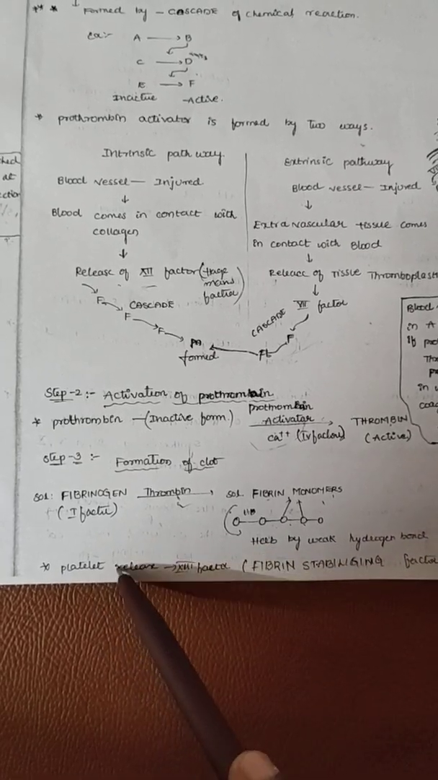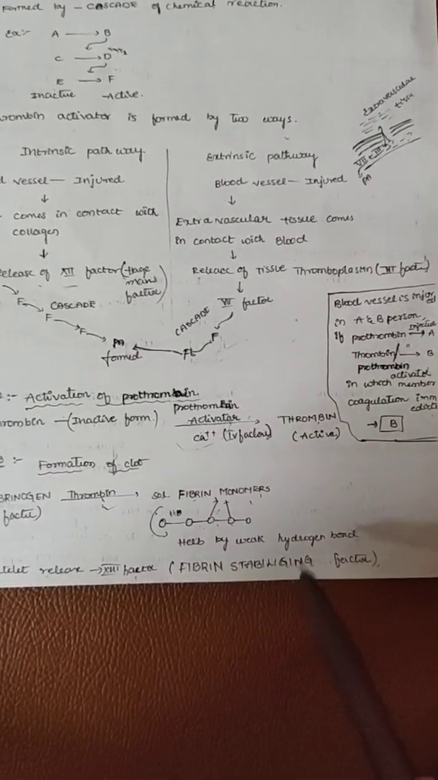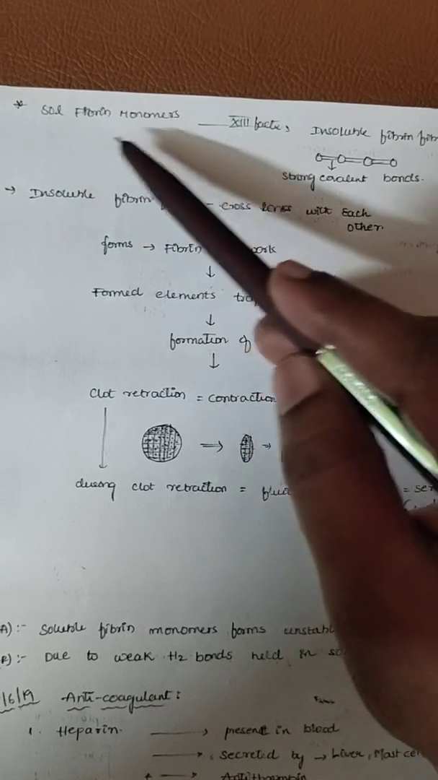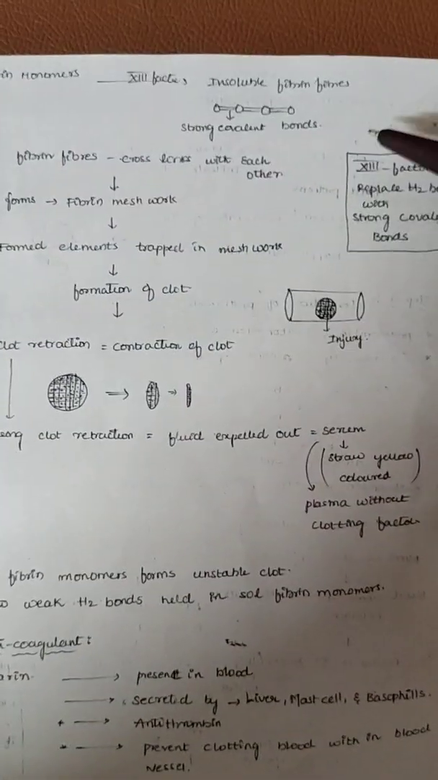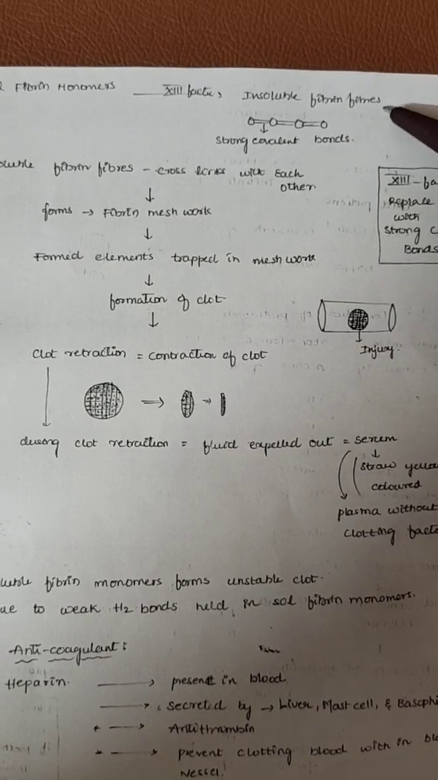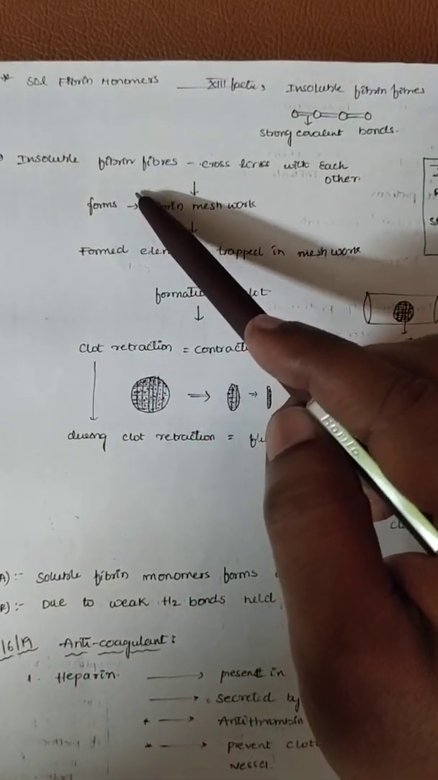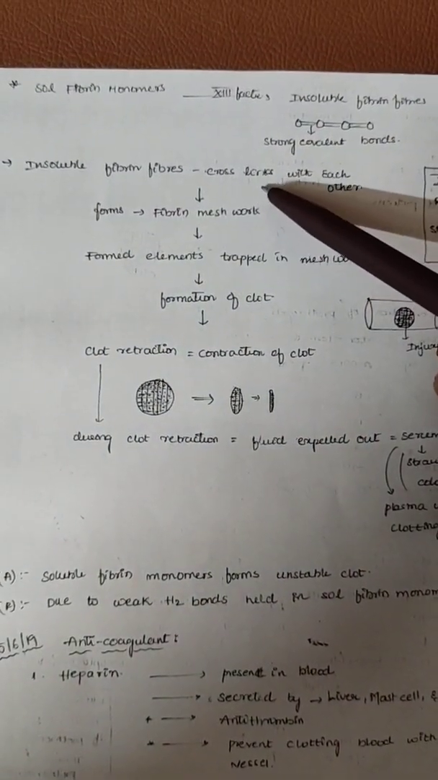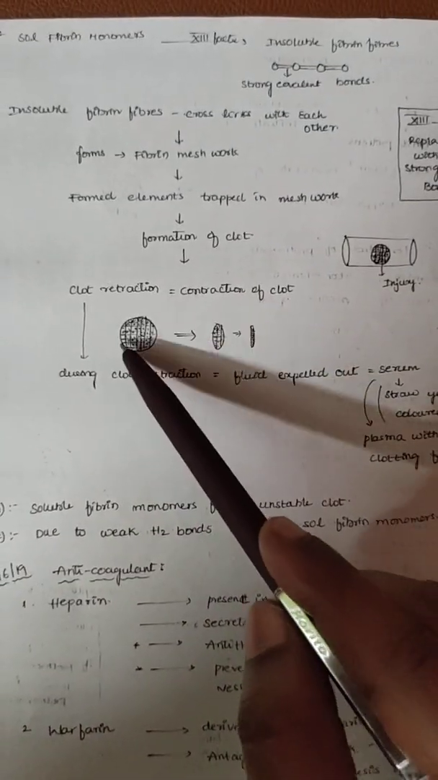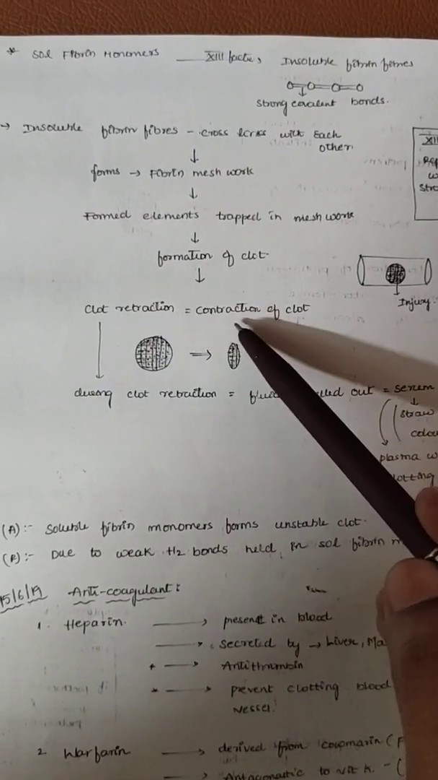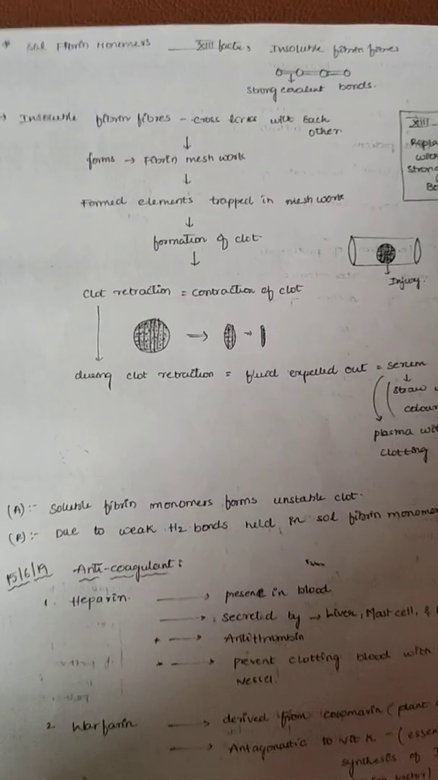Now the platelets can release the 13th factor, that is the fibrin stabilizing factor. This fibrin stabilizing factor converts soluble fibrin monomers to insoluble fibrin fibers. These insoluble fibrin fibers have strong covalent bonds. They form cross linkages and a meshwork-like structure where the blood vessel is injured. At that time the clot reaction takes place.